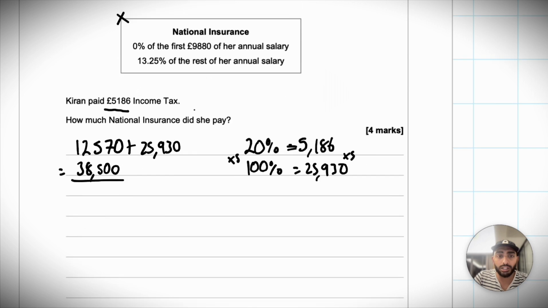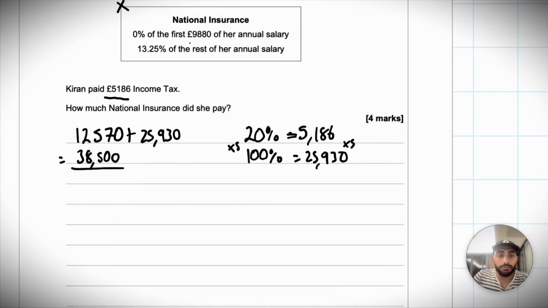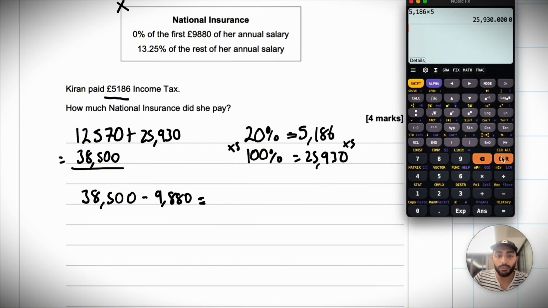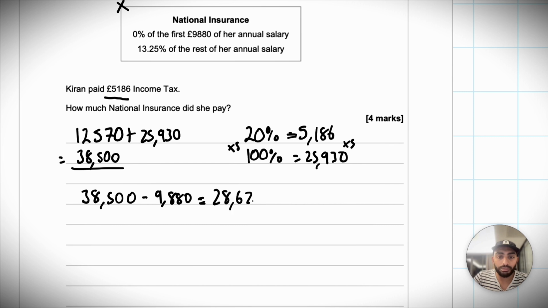Now we can work out what her national insurance will be. The first 9,880 is tax-free, so we'll do 38,500 take away 9,880, and the rest of the amount will be the amount that she's being taxed national insurance for. So 38,500 take away 9,880, which gives me 28,620. She's being taxed 13.25% of the rest of her salary. This is the amount that she's going to be taxed national insurance on.